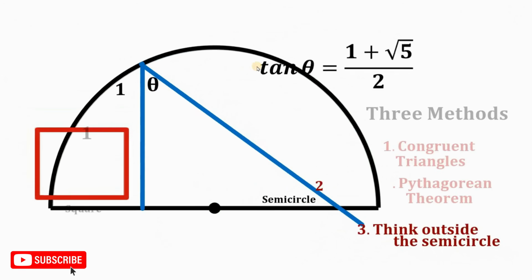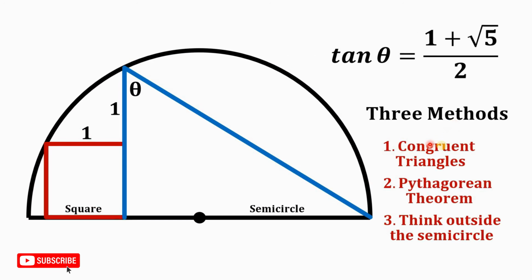Therefore, using three different methods, using congruent triangles, Pythagorean theorem, and think outside the semicircle, we get the same result that says that tangent theta simply equals 1 plus square root of 5 all over 2. And as always, we are done.